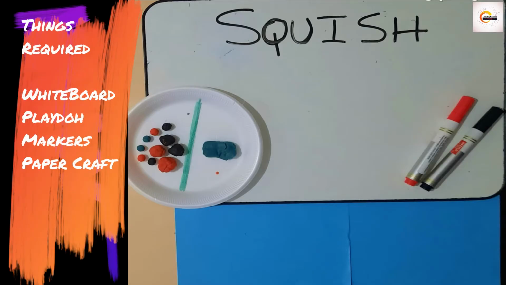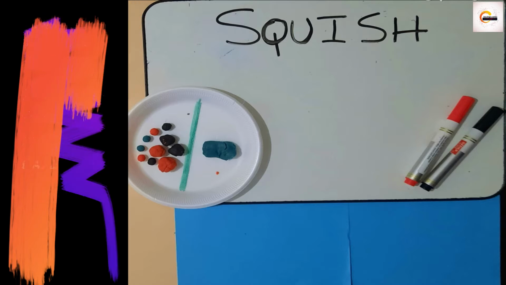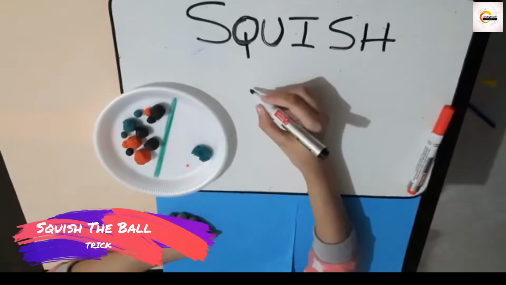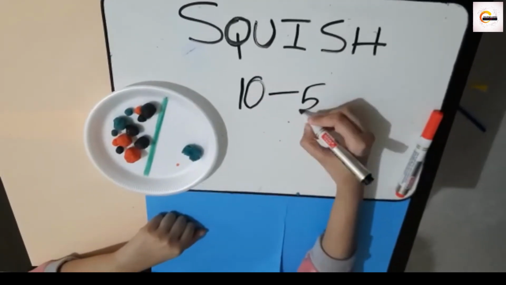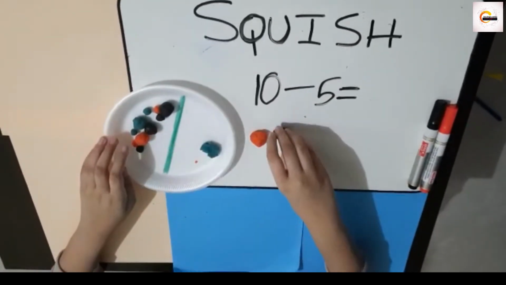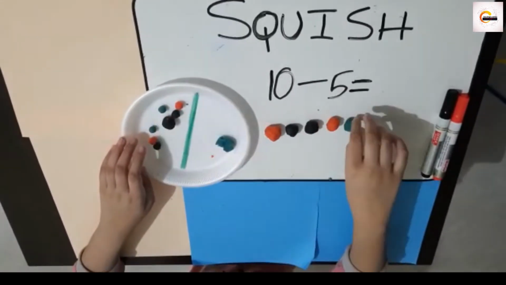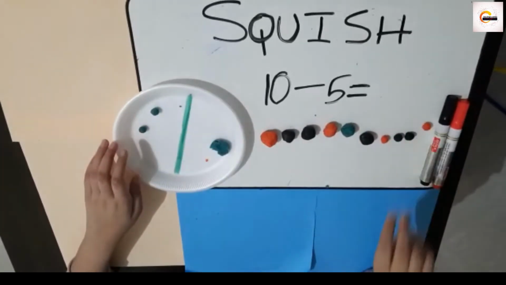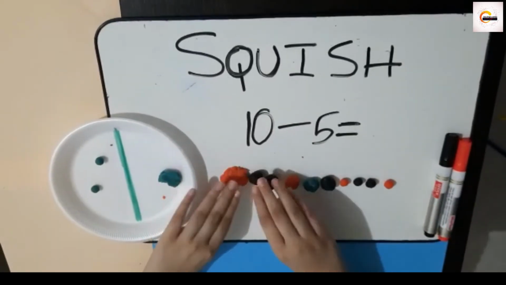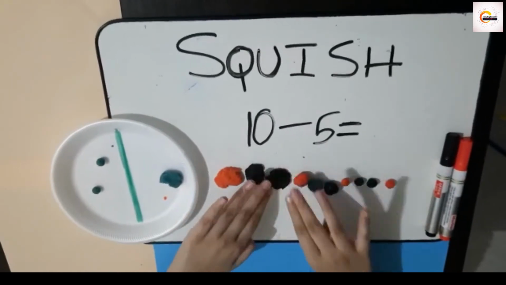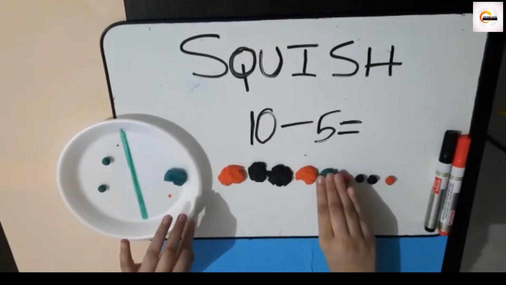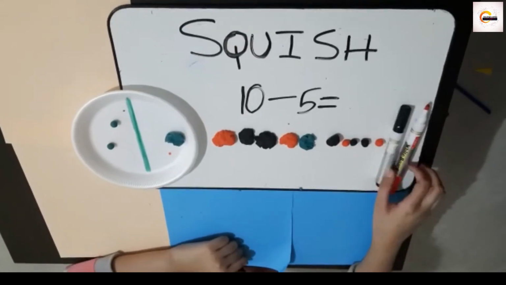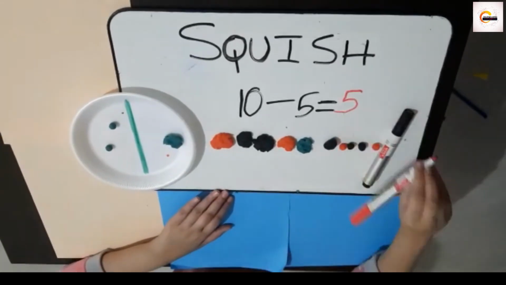Squish the ball. Take out of 10 balls and squish away 5. How many balls left? 10 minus 5 equals 5. 5 are left.